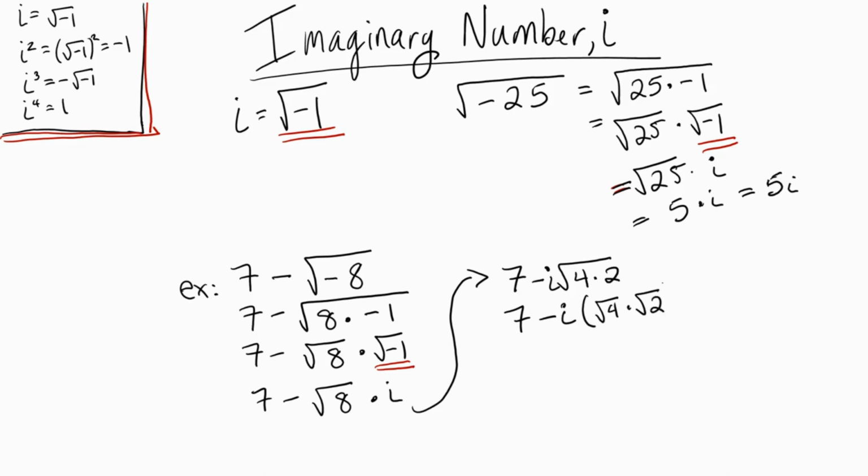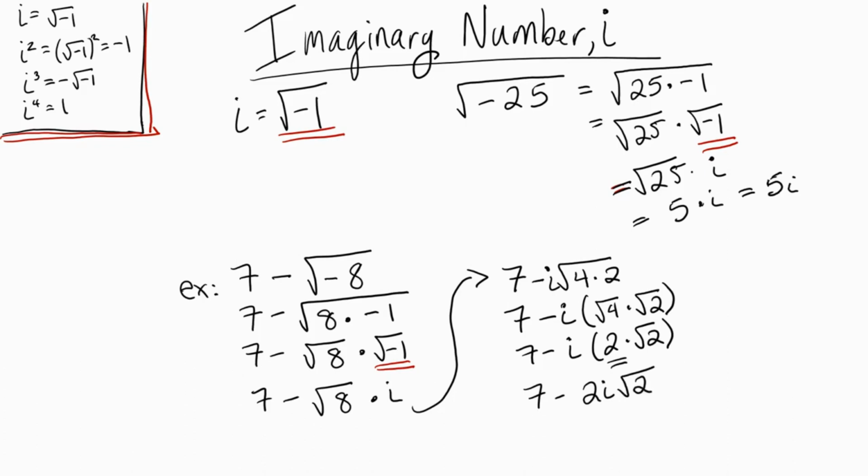So we're going to do 7 minus i times the square root of 4 times the square root of 2. And now the square root of 4, I can actually do that, right? That's 2. So I'm going to do 7 minus i, and then I have 2 times the square root of 2. So I'm going to pull out that 2 from right here, and we're going to get 7 minus 2i times the square root of 2.